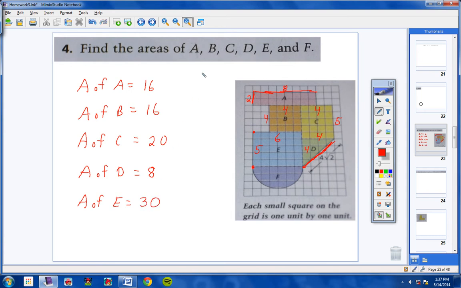Okay. Really, on all of these areas, if I was saying the perfect example, I should really put square units for all of these. I really should. Okay. And then lastly, let's find the area of F.